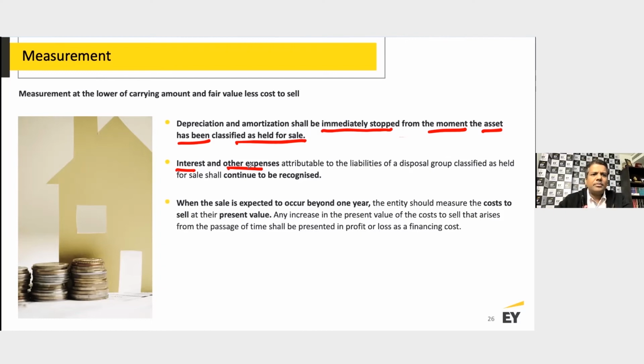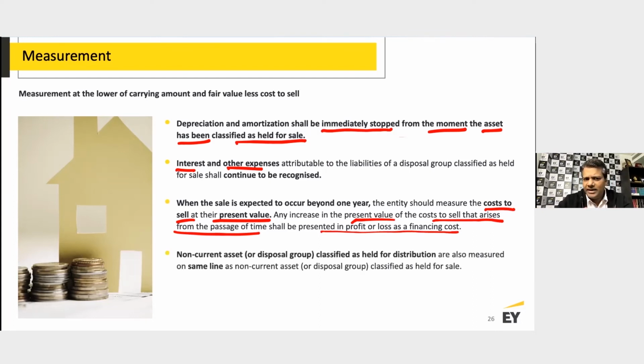When the sale is expected to occur beyond 1 year, the entity should measure the cost to sell at the present value. If there are transaction costs, then there could be some discounting element, which again goes with the principle we follow under Ind AS 37. All of that you've got to discount to the present value. Increase in the present value of the cost to sell from the passage of time shall be presented in the profit and loss as a financing cost.